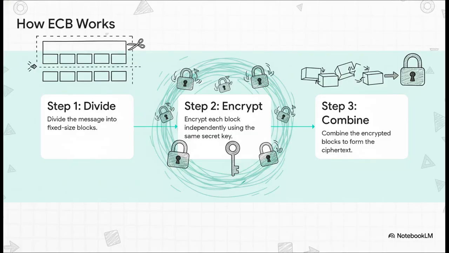The process itself couldn't be simpler. You chop the message into blocks, you encrypt each one totally independently, then you just stitch them back together. It's simple, and it has one big advantage. It's what we call parallelizable. If you have enough computing power, you can encrypt all the blocks at the exact same time. But, and this is a big but, that simplicity comes at a dangerously high price.